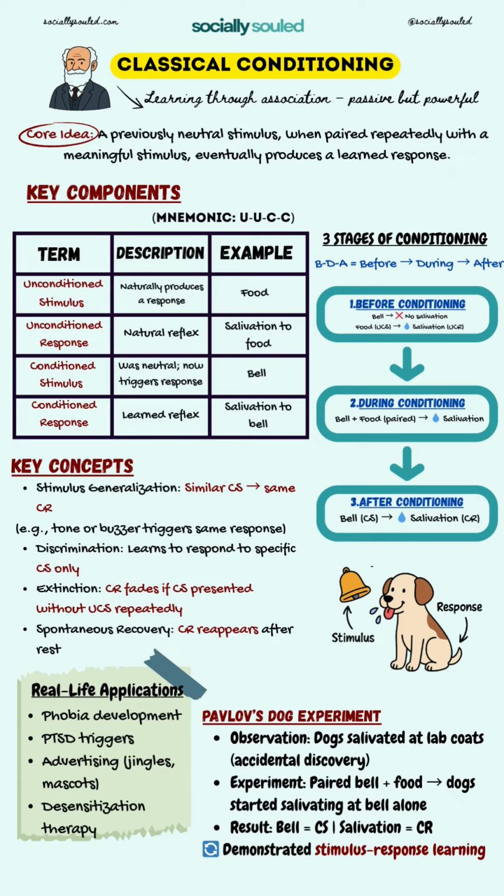Now, the three main stages show how classical conditioning actually works. Before conditioning, the bell rings but nothing happens. Food is presented and naturally salivation follows. During conditioning, the bell and food are paired together. The bell rings just as the food appears and the dog salivates.